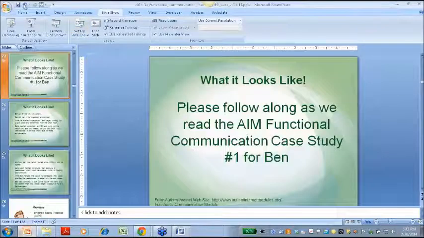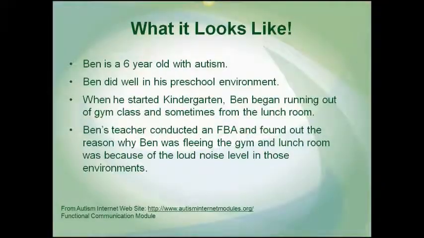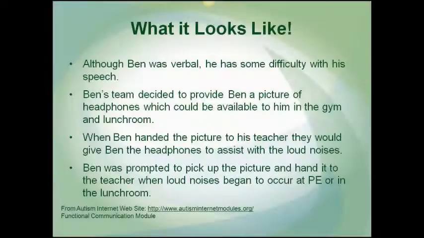I know that that was a little bit hard to see, so I'm going to go over what this case study covered, just so we can go back. We're talking about a 6-year-old student with autism doing well in preschool, but in kindergarten, he starts running out of the gym class and sometimes from the lunchroom. His teachers conduct an FBA, a functional behavior assessment, and found the reason why this is happening is because of the loud noises. They were very overstimulating for this young student.